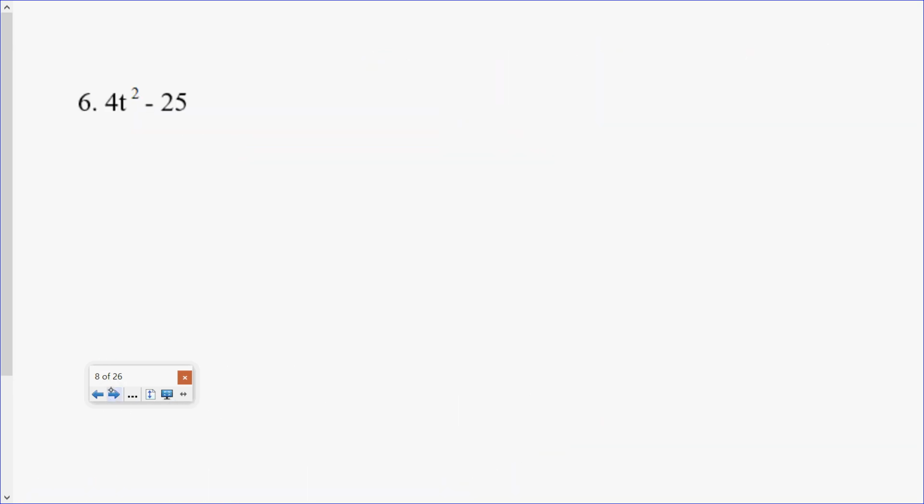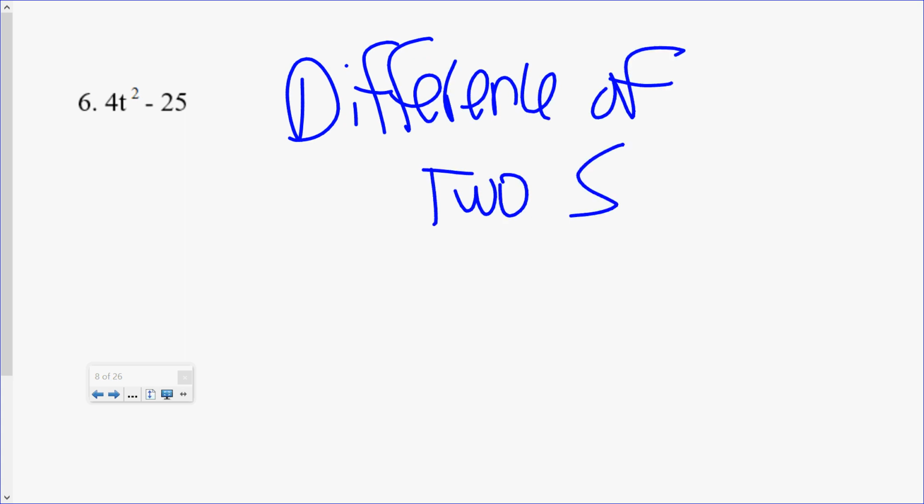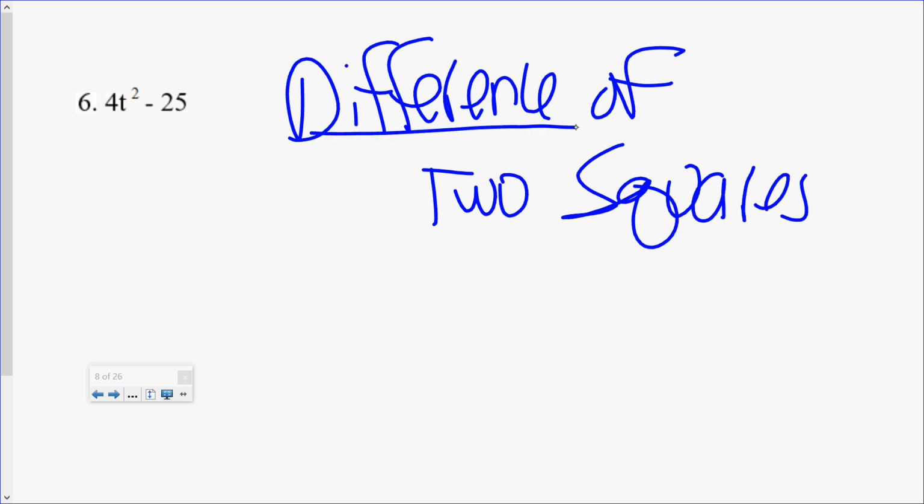Factor GCF, DOTS. Is there a GCF? No. DOTS stands for difference of two squares. Difference means subtraction. Is there subtraction here? Yes. Of two squares means they're both perfect squares. Are they both perfect squares? Yes. If you want a more detailed explanation about what perfect squares are, you can go back to the factoring video. I do it in more detail.